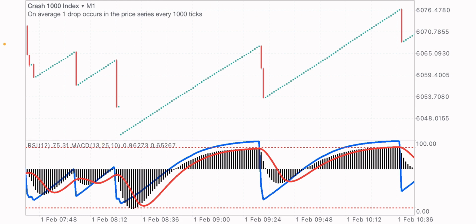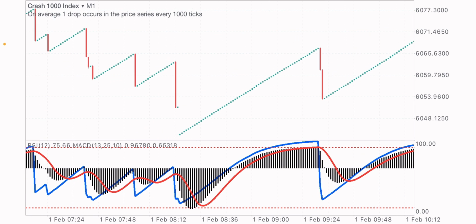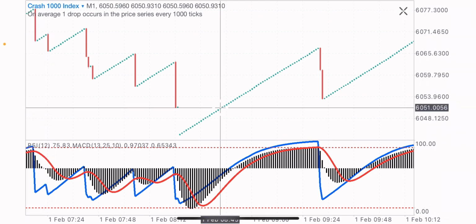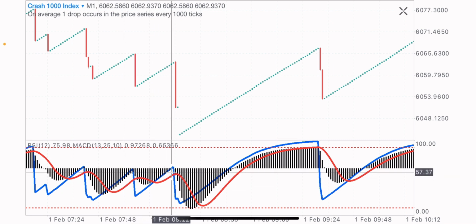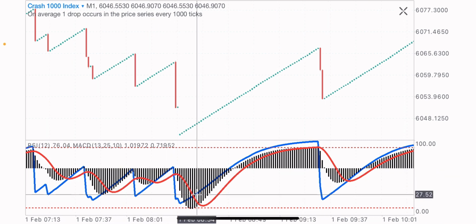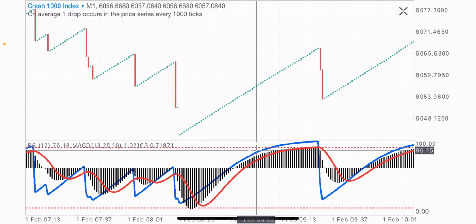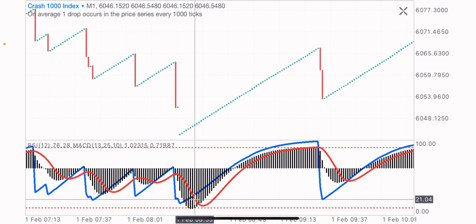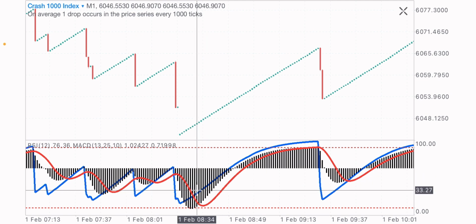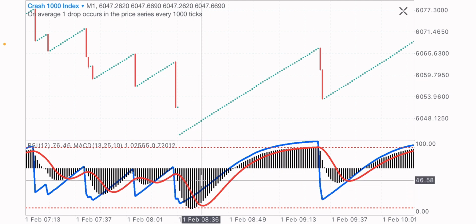Now I've just added the parameters and you can see clearly how this looks on the Crash 1000 index market chart. So guys, this is how this strategy is. We're only taking a buy from the downtrend of the MACD. Whenever this red line of the MACD crosses below, this red line is the MACD, and the RSI line is this blue line right here. So when the MACD crosses below the RSI on the downtrend, it has to be on the downtrend. This is the downtrend of the MACD. When the MACD is on the downtrend, this line is at a downtrend, this is an uptrend.